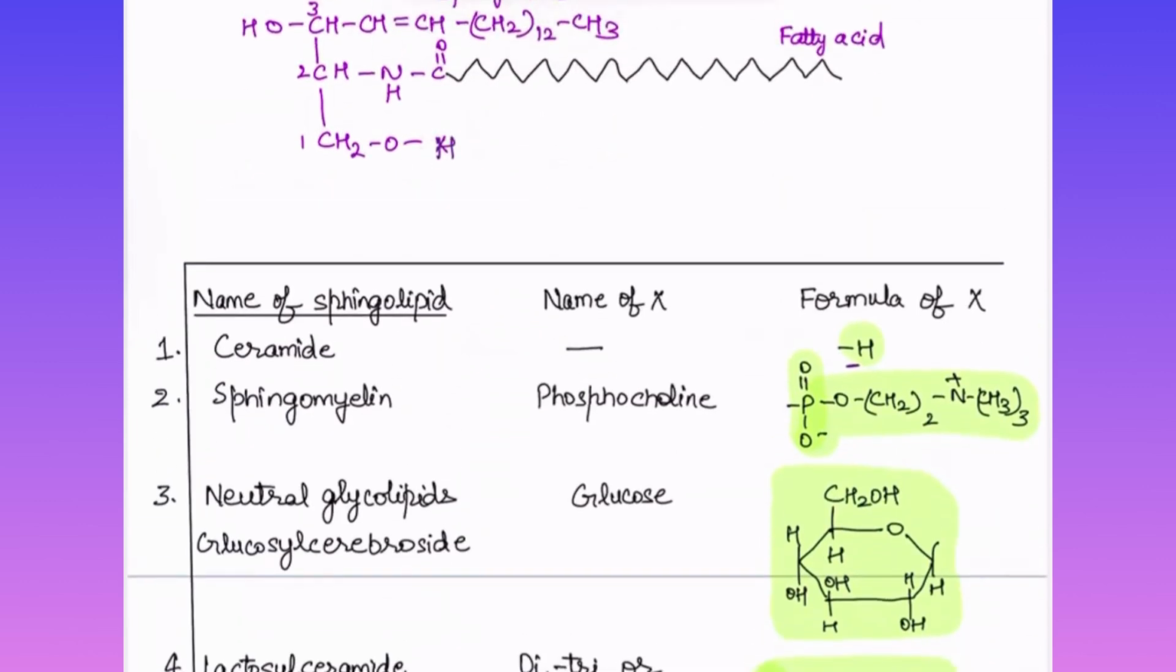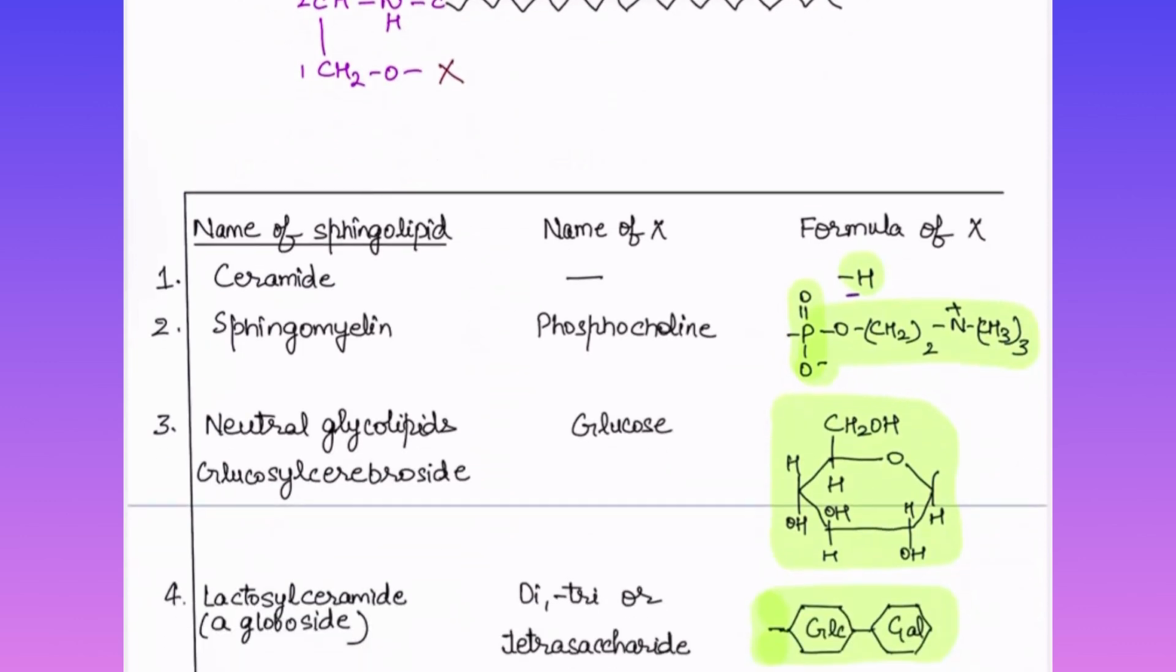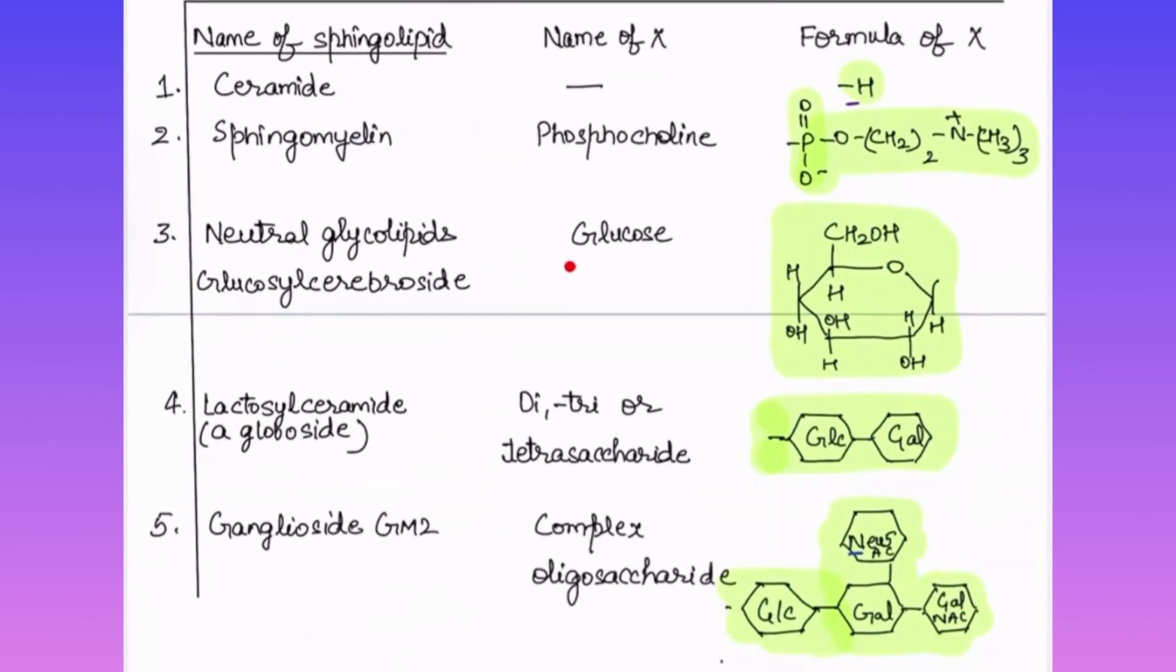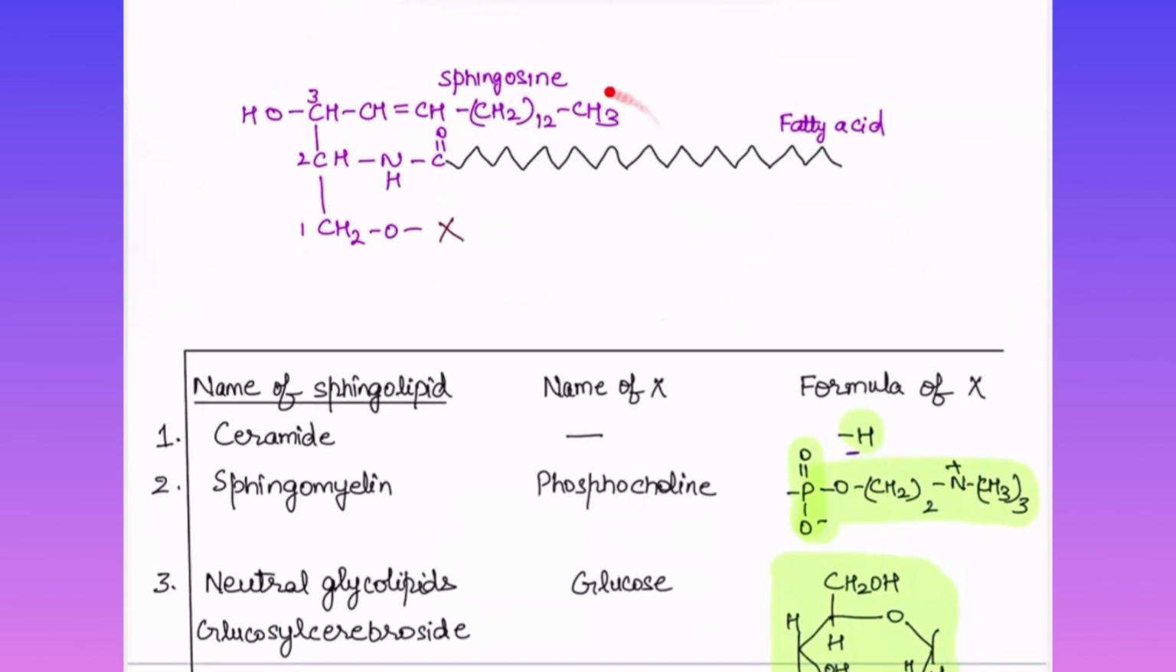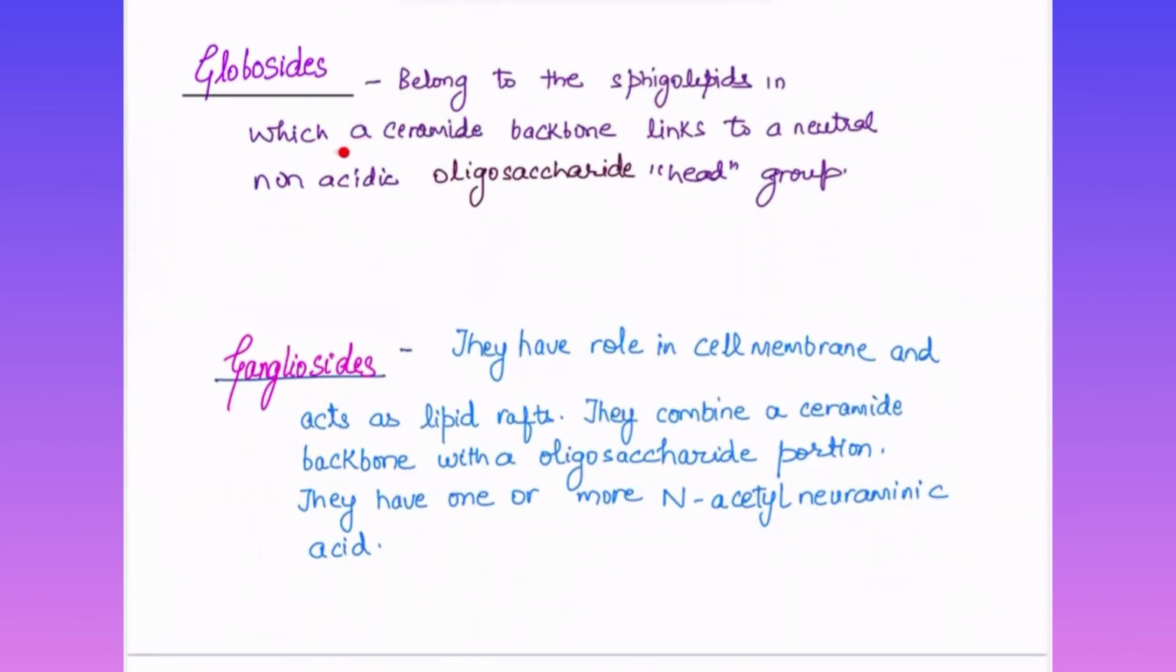Here, if the X molecule is H, it becomes ceramide. If it is phosphocholine, it becomes sphingomyelin. Glucose, it becomes neutral glycolipids or glycosyl cerebroside. If you attach a di-, tri-, or tetrasaccharide, it becomes lactosyl ceramide or globoside. And if you attach a complex oligosaccharide to this, it becomes a ganglioside. Globosides belong to the sphingolipids, in which a ceramide backbone links to a neutral non-acidic oligosaccharide head group.